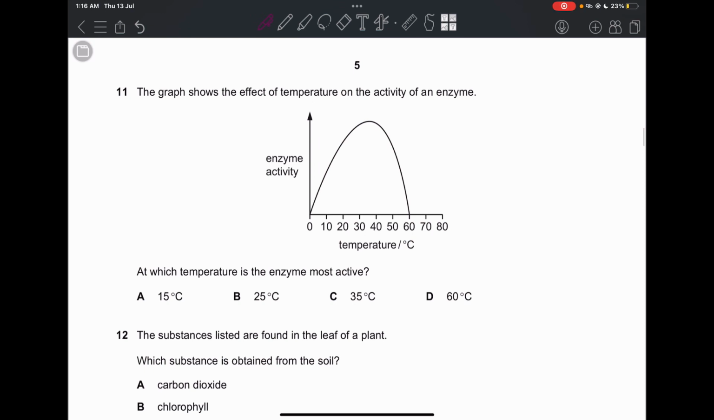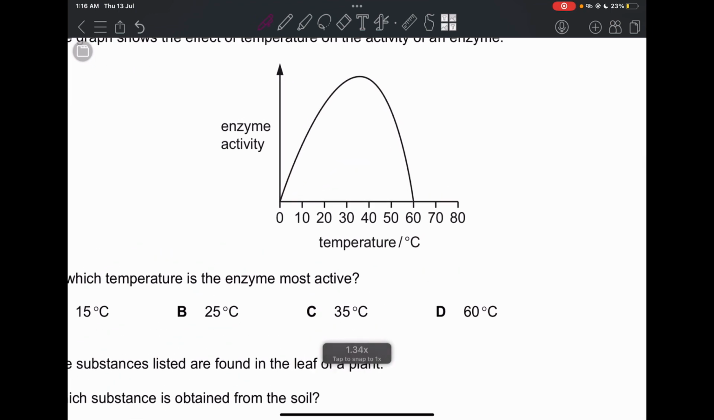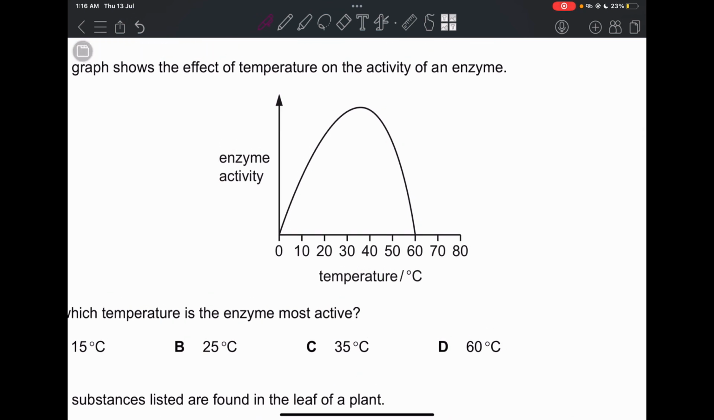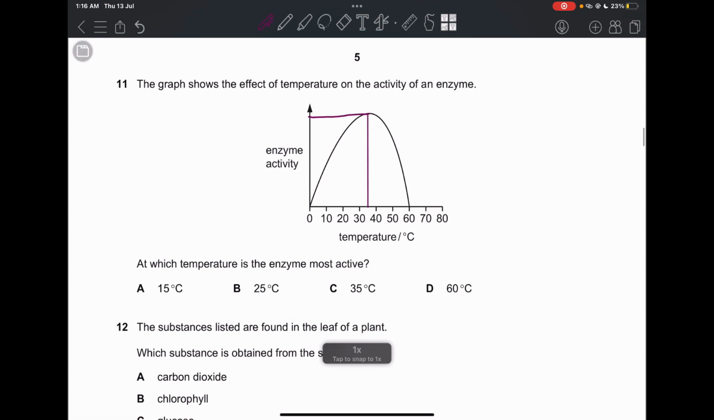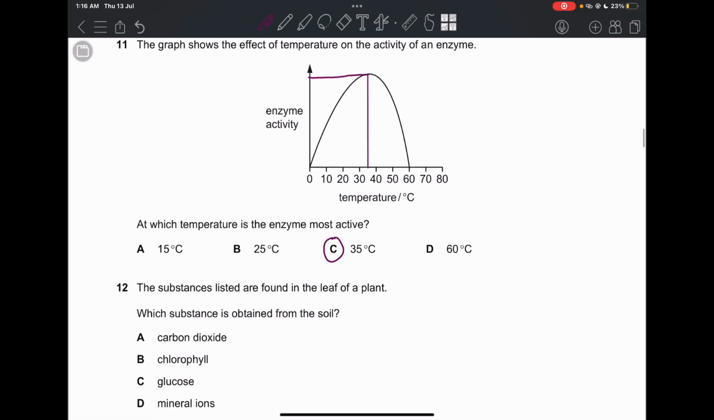11. The graph shows the effect of temperature on the activity of an enzyme. At which temperature is the enzyme most active? So right now we're going to be seeing where exactly, or approximately, the enzyme activity is at its peak, at around this place. So we're going to be drawing a line, just sketching a line, and it is in the middle between 30 and 40. This means that it is actually 35, so our answer is going to be C.